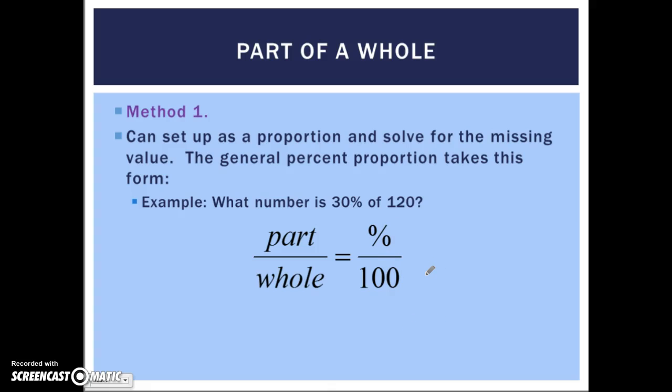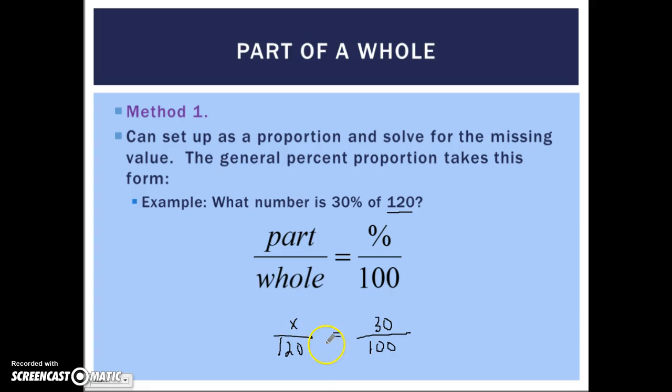And how this works. So what number is 30% of 120? So part of 120. This is our whole amount. So 120 is going to go in our denominator. Our 100 is still there from this part to whole proportion. And then 30%, that goes over 100. That's where our percentage goes. And so x is the amount we don't know. We don't know part of the 120.